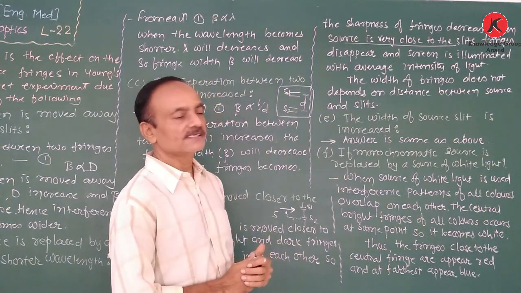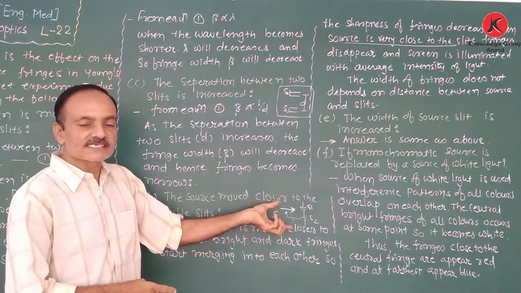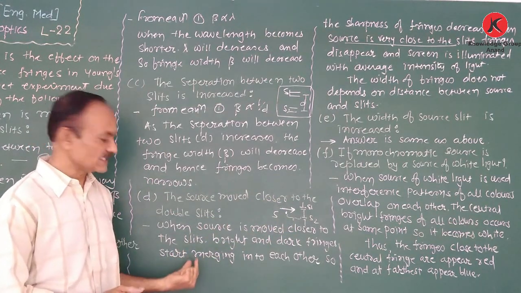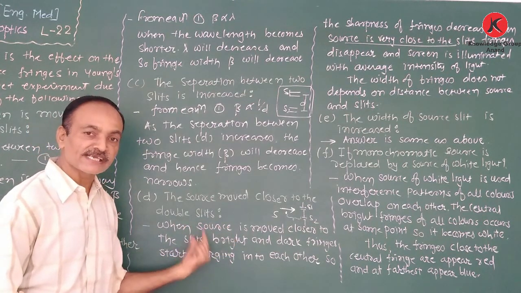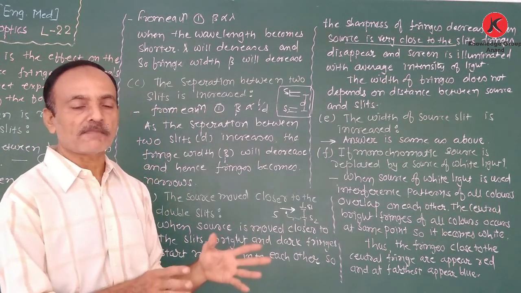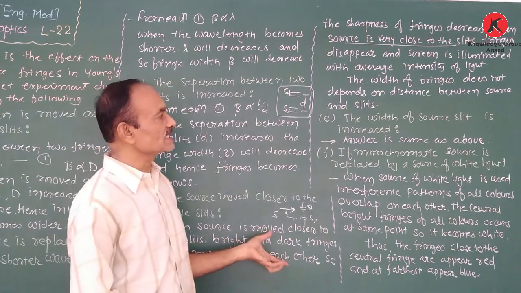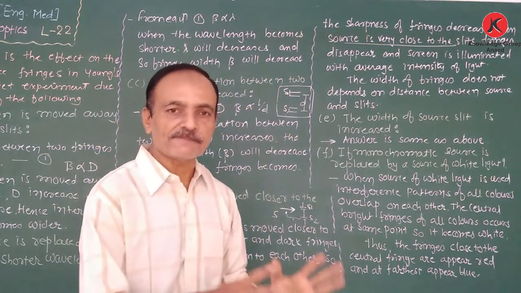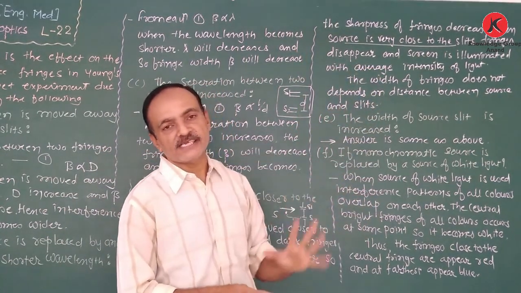Now next is when the width of the source slit is increased. That means if the width of the source is increased, what happens? So the answer is the same as above. The fringes are merging into each other. That means the bright and dark fringes are merging into each other. And if the width of the source is very large, at that time, what happens? The fringes disappear and the screen is illuminated with the average intensity of the light.